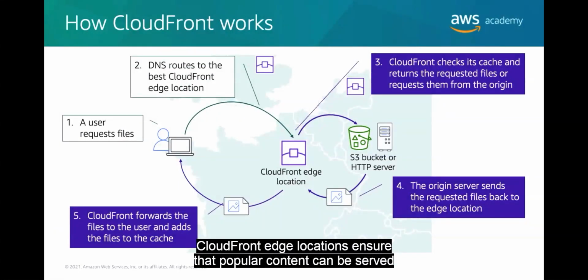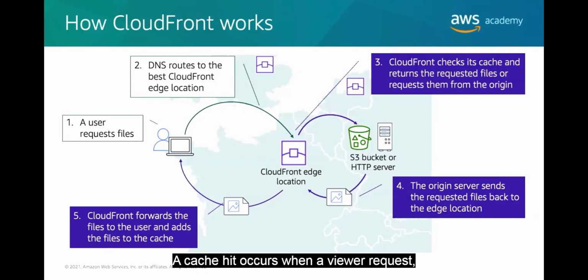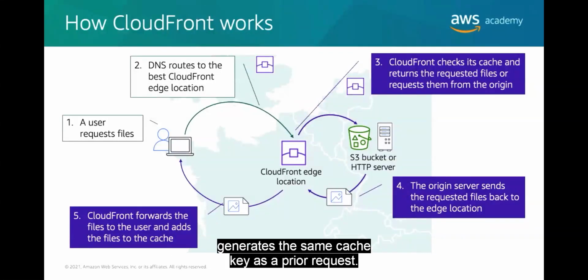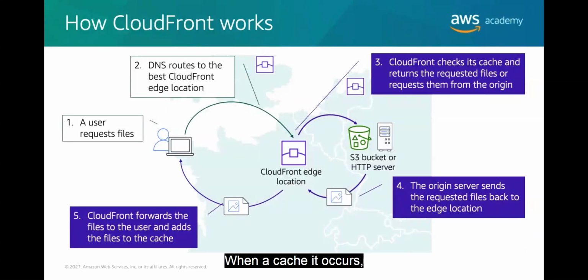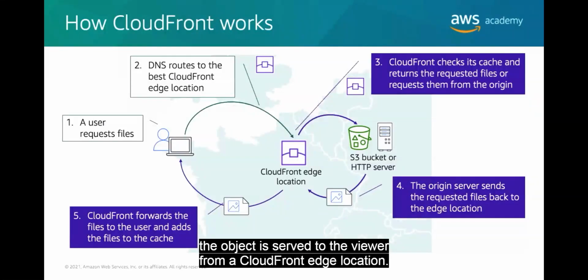CloudFront edge locations ensure that popular content can be served quickly to your viewers. The cache key is the unique identifier for every object in the cache, and it determines whether a viewer request results in a cache hit. A cache hit occurs when a viewer request generates the same cache key as a prior request, and the object for the cache key is in the edge location's cache and is valid. When a cache hit occurs, the object is served to the viewer from a CloudFront edge location.